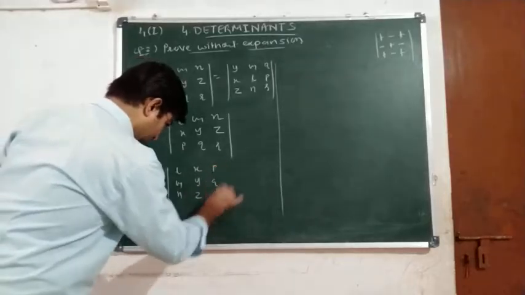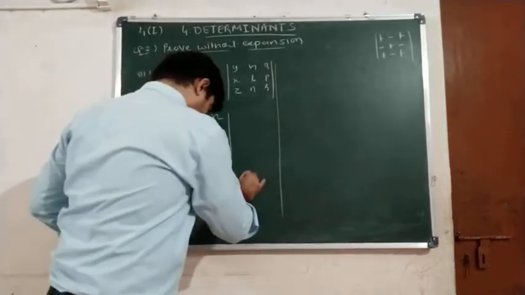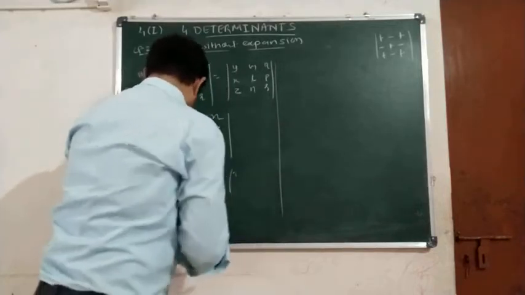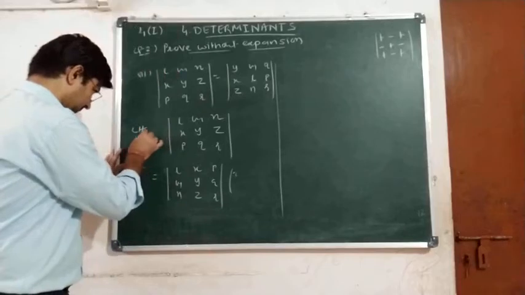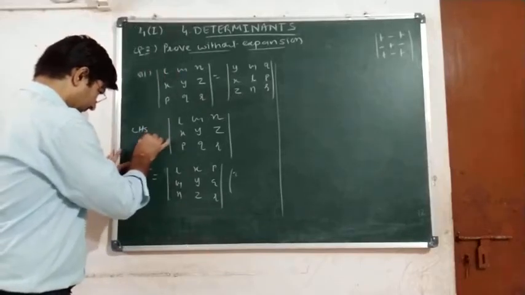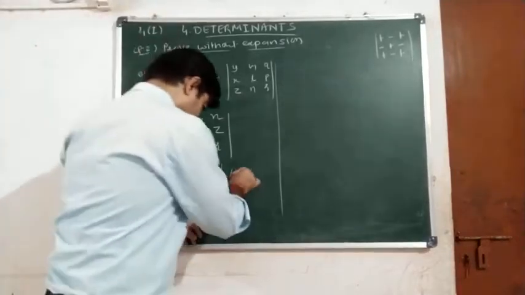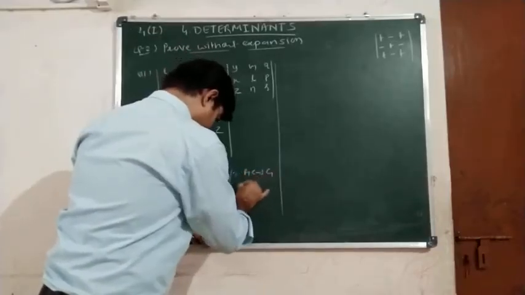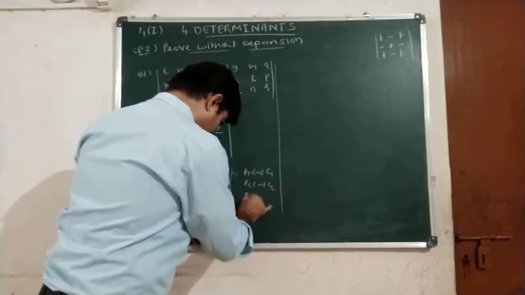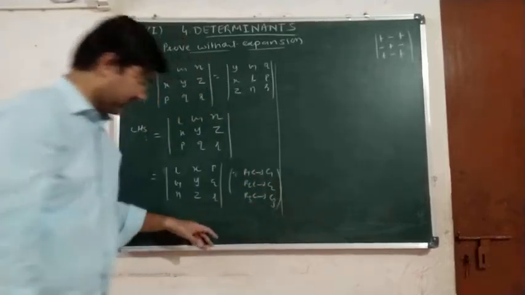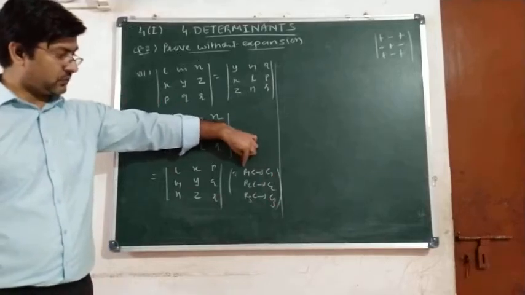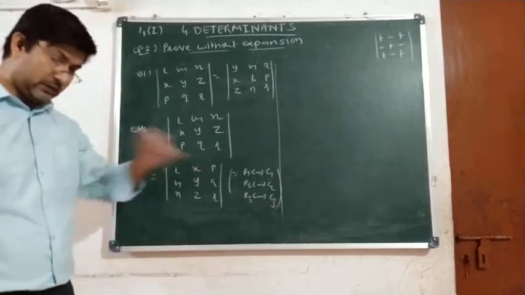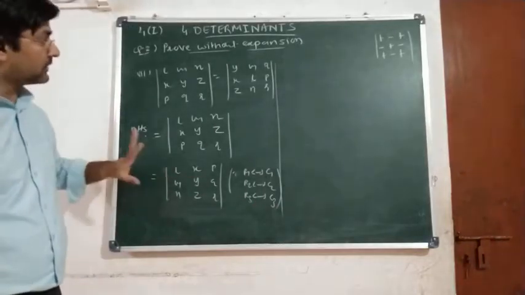and p q r. Let us write down the property only: R1 to C1, R2 to C2 and R3 to C3. So we will show this change in this way. We have changed first row into first column, second row into second column, and third row into third column. Clear? So in this way you can write down the reason. So we got the first step.